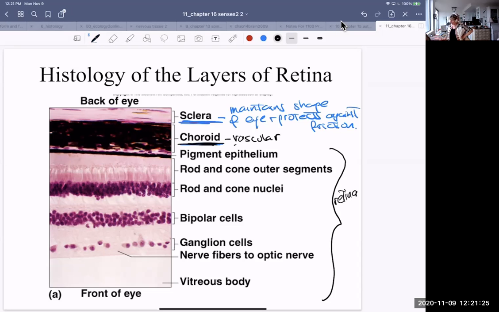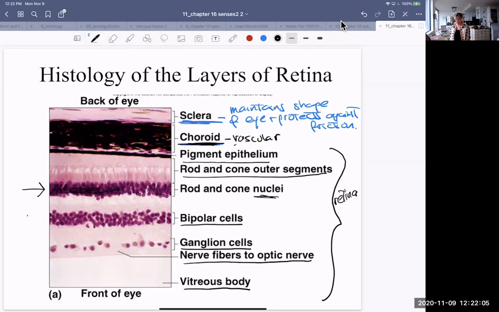And it is layers of pigment epithelial layer. The rods and cones are the outer segments. Here are the nuclei. That's why this area here is so dark. That's a concentration of the nuclei. And the next layer of cells are bipolar cells. They're nerve cells. And the next layer after that are ganglion cells, and they're nerve fibers that go straight to the optic nerve and become part of the optic nerve. And then below that is the vitreous body that helps to hold the retina against the choroid.